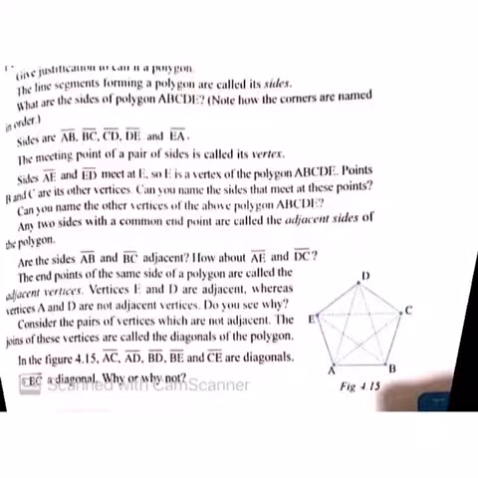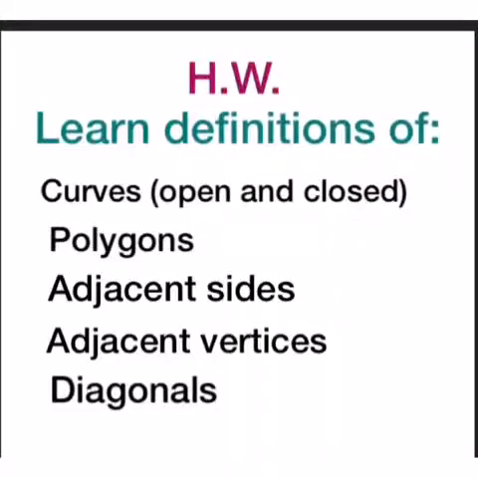Children, when we join the opposite vertices, the line segment formed is known as a diagonal of the polygon. Children, here you can see B and E is one diagonal, A and C is another diagonal, D and A is one more diagonal, and D and B is also a diagonal in polygon ABCDE. Hence children, we can conclude that a polygon has sides, vertices, adjacent sides, adjacent vertices and diagonals.